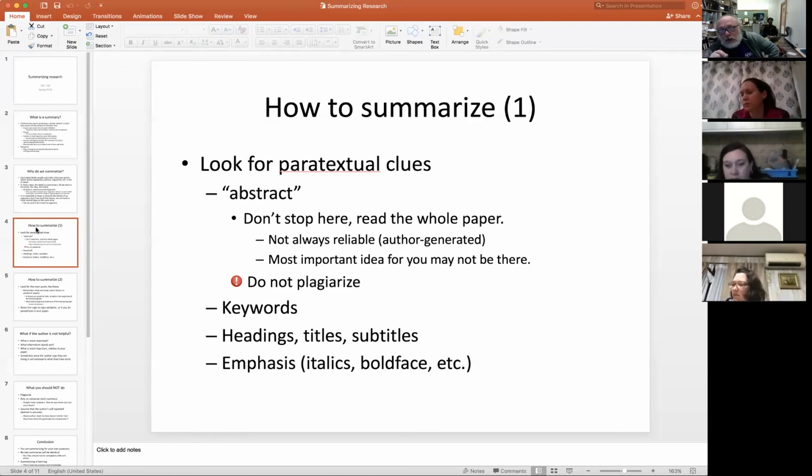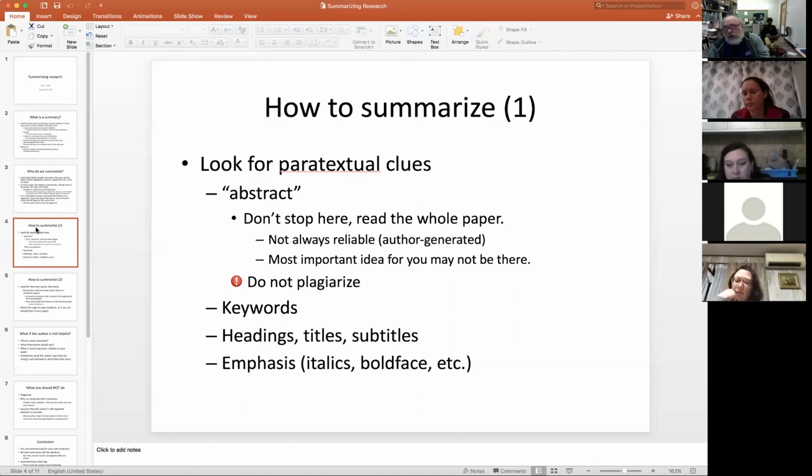So therefore, you need to read the paper because you really need to know what the author had to say in general, not just what was the main point. Now, if it's not relevant, then you discard it. But the most important idea for you may not necessarily be in the abstract.